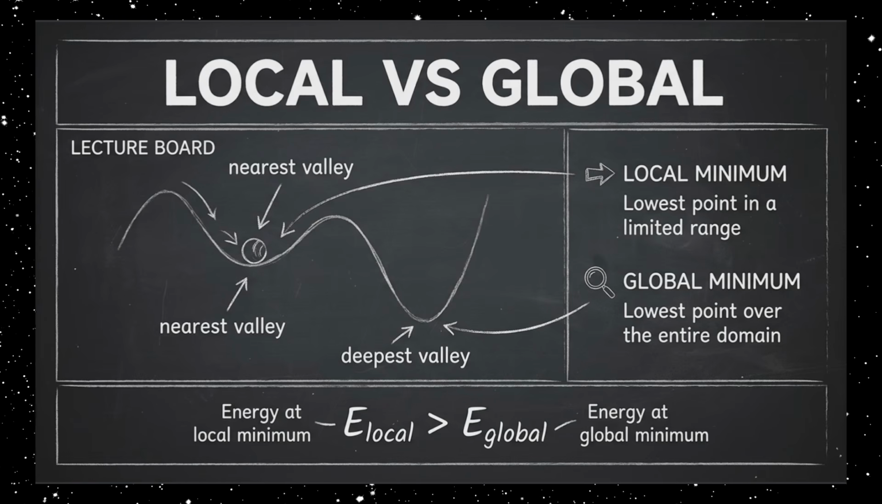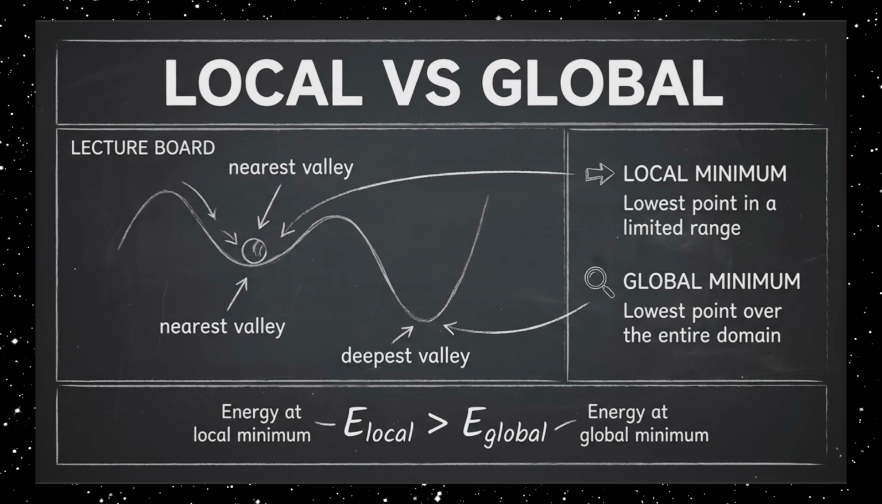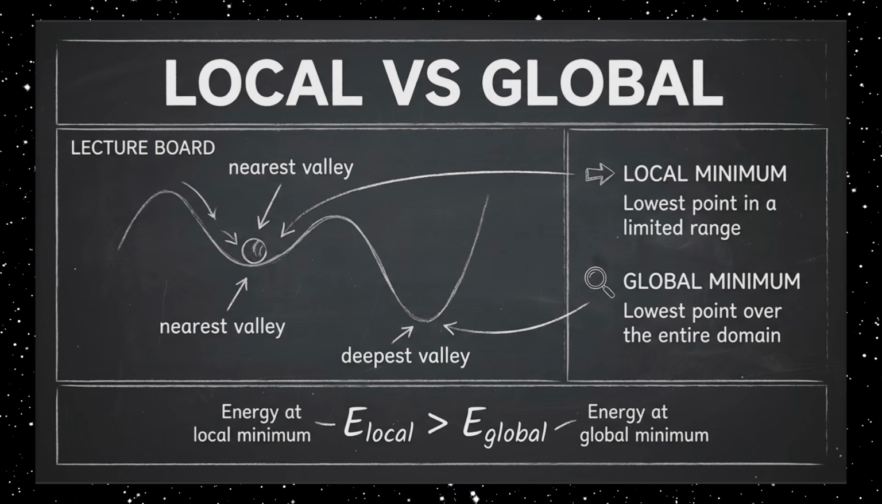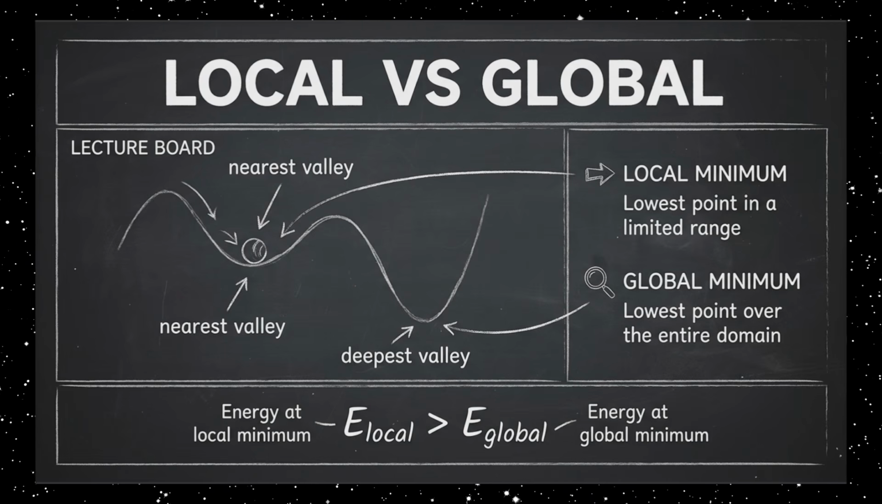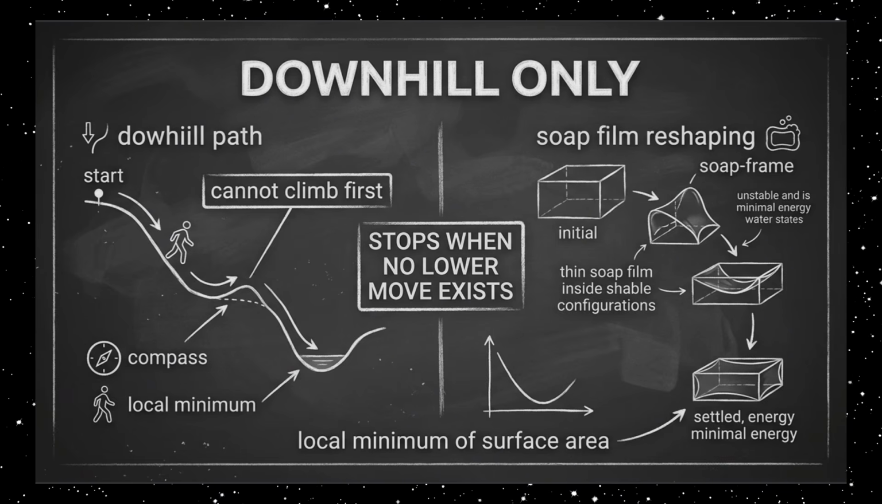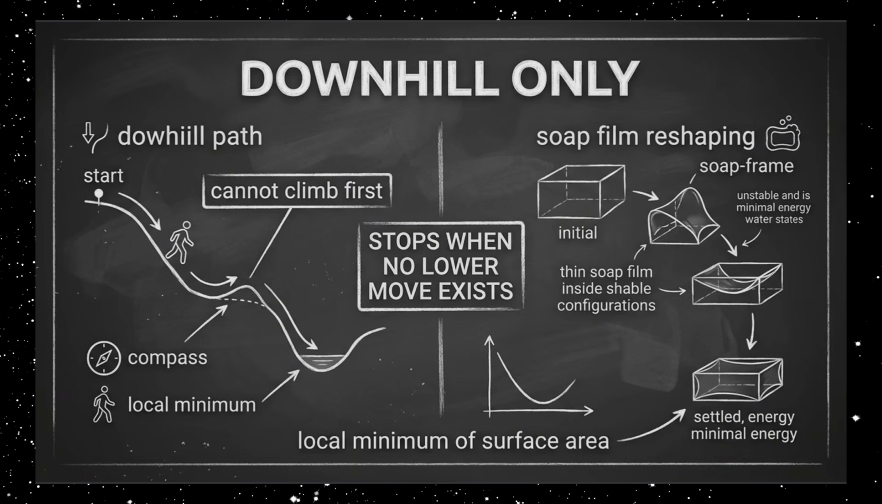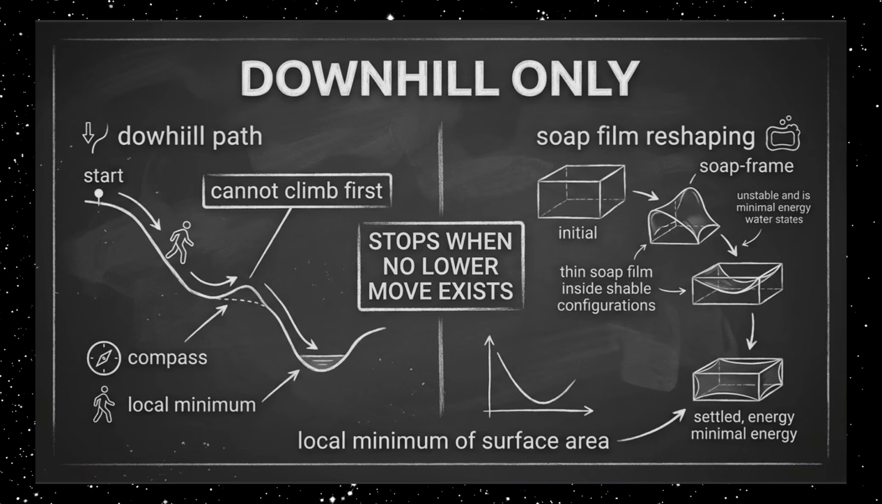It's like a ball rolling across a bumpy landscape. The ball will roll into a valley, but it might not be the deepest valley. It might just be the nearest one. The ball can't see over the hills to find the absolute lowest point. It goes downhill from wherever it starts, and it stops when it can't go any lower without going uphill first.